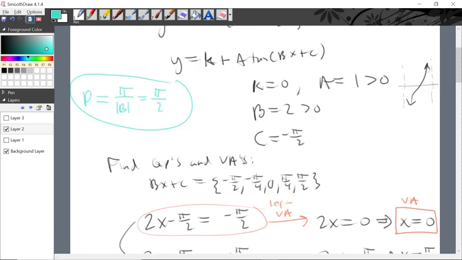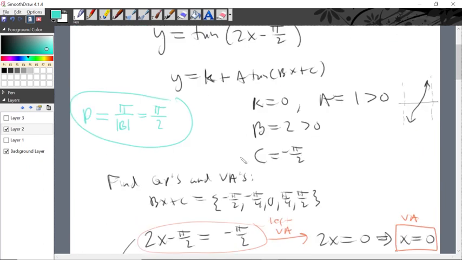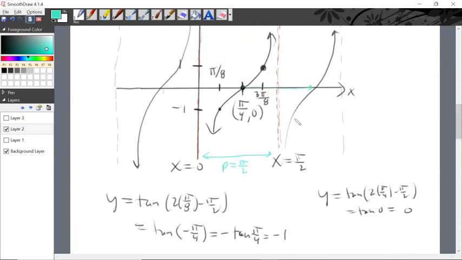Okay, the horizontal shift, we could have calculated that by setting bx plus c equal to 0. In other words, by solving x equals negative c over b. In this case, negative c would be pi over 2, and b is equal to 2. Pi over 2 divided by 2 is pi over 4. So the horizontal shift is pi over 4, and it's exactly what we found here.